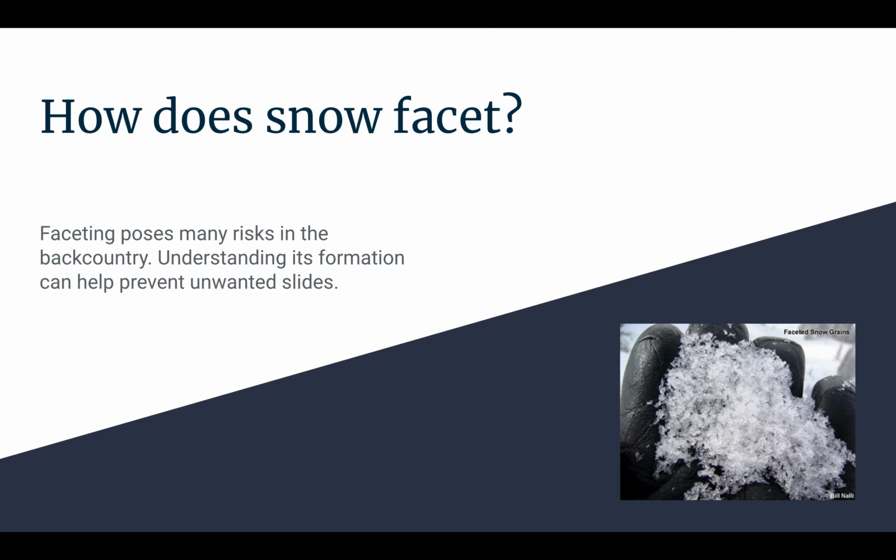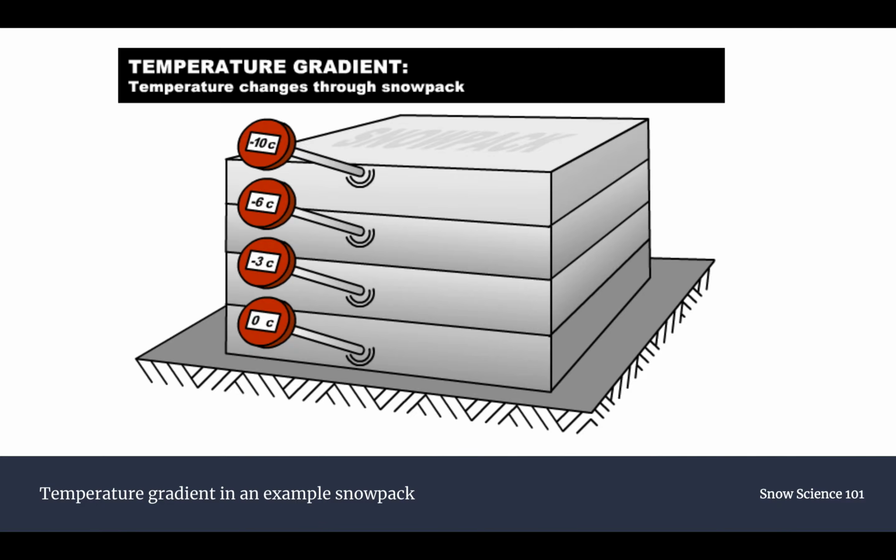So first we're going to talk about how snow facets, because faceting poses a lot of risks in the backcountry. It's a very common weak layer that causes slopes to be very prone to avalanches, and understanding its formation can help us prevent unwanted avalanches. So first I'm going to introduce the concept of a temperature gradient, which is essentially temperature changes throughout the snowpack.